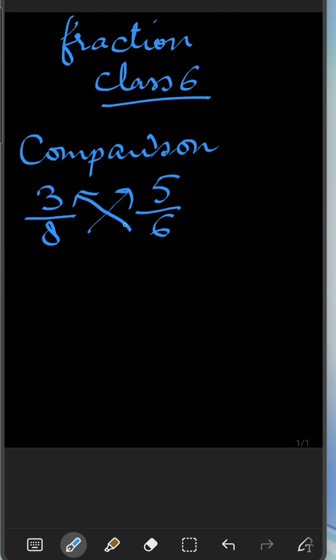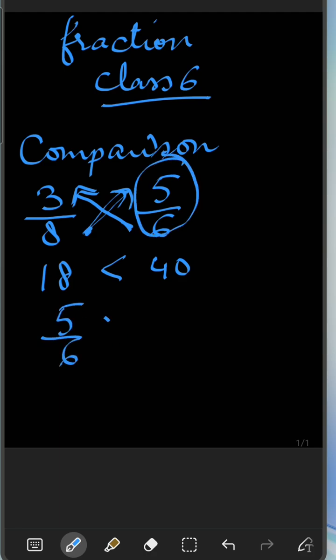Cross multiply means with one of the denominators you have to multiply the numerator of the other fraction. Likewise again you have to multiply the denominator of the other fraction to the numerator of the other fraction. So if I multiply 3 with 6 I will get 18 here, and if I multiply 8 with 5 I will get 40 here. So 40 is greater than 18. So that means my 5 by 6 fraction is greater than 3 by 8. It's as simple as that.